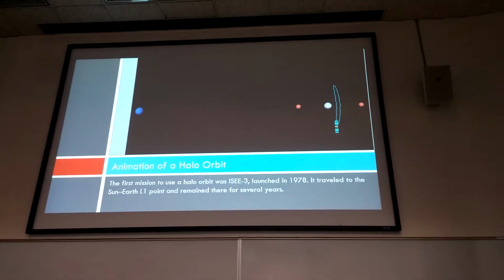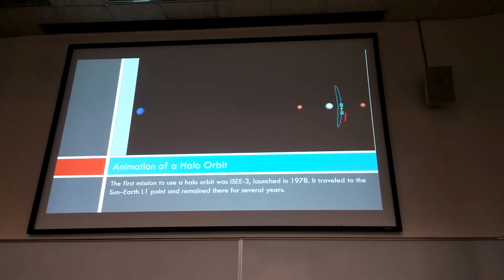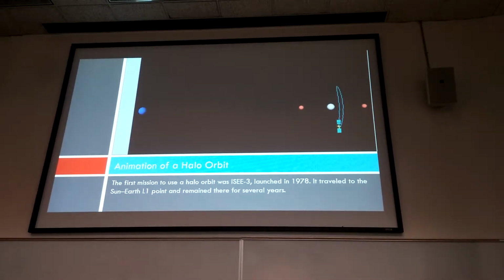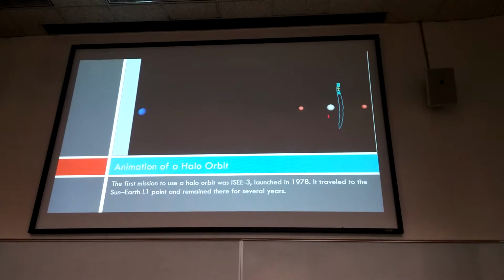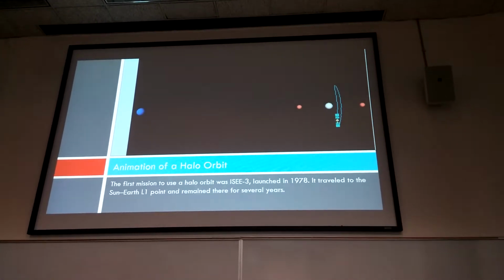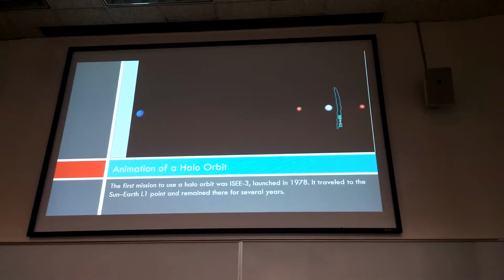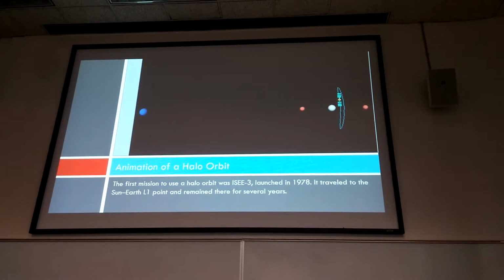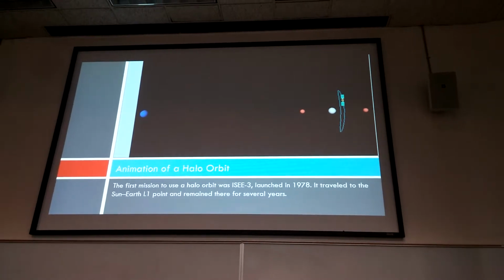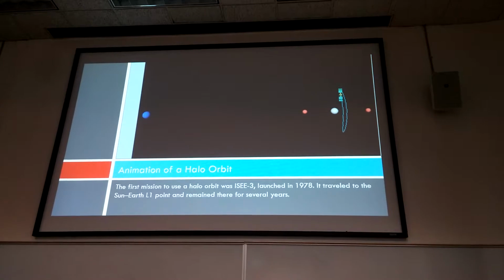Here is a quick little animation of a satellite in a halo orbit. As you can see right here, we're getting a top-down kind of perspective on it. The gray sphere here is the moon, the blue sphere here is the Earth. And just to give you some historical background, the first mission to use a halo orbit was the ISEE-3, which was launched in 1978, and it traveled to the Sun-Earth L1 point and remained there for several years.